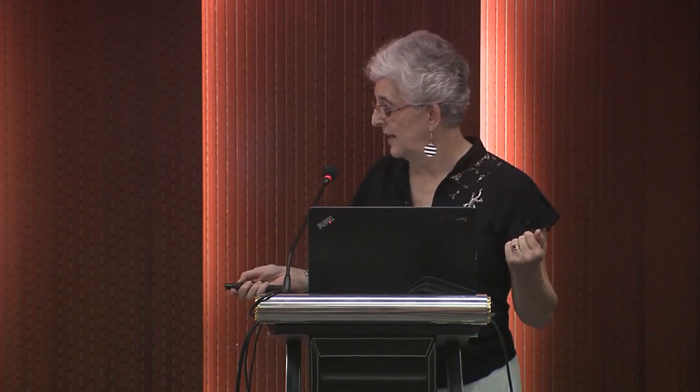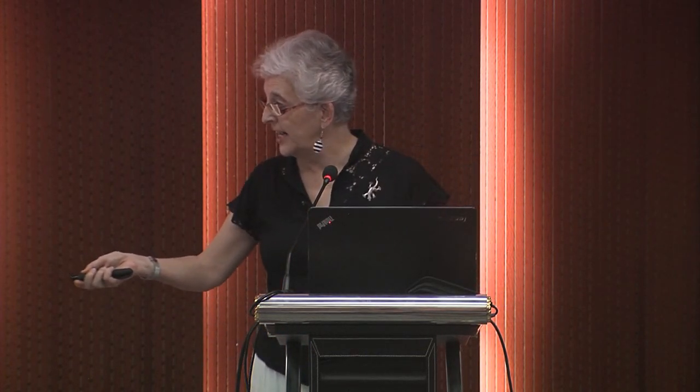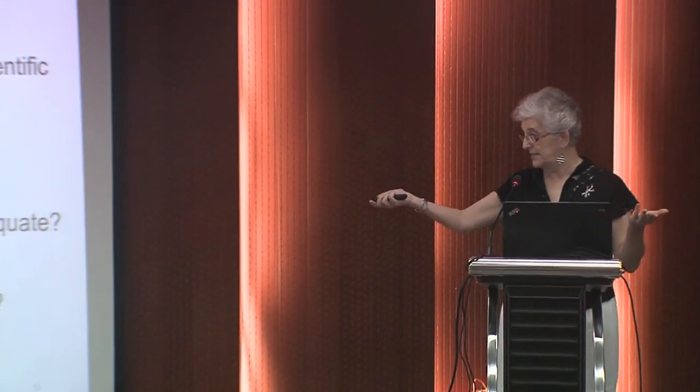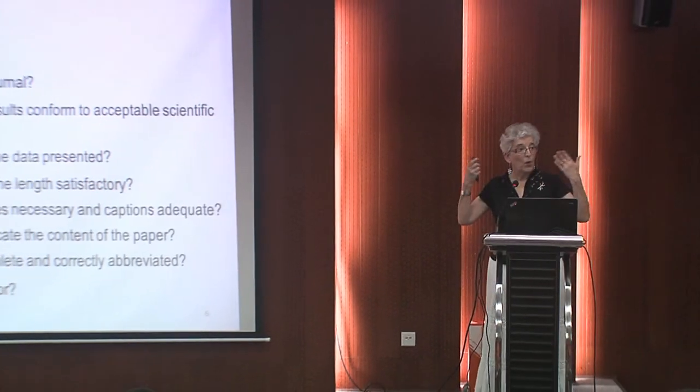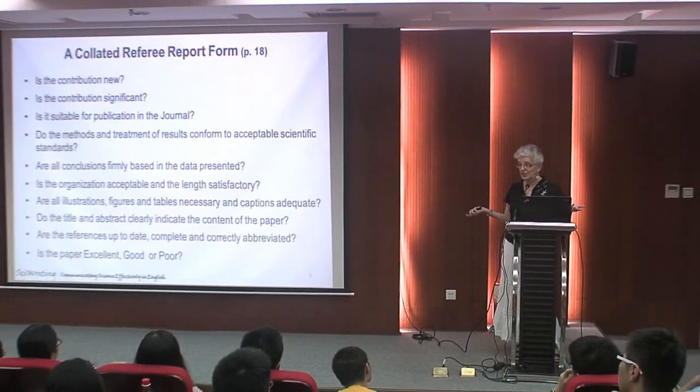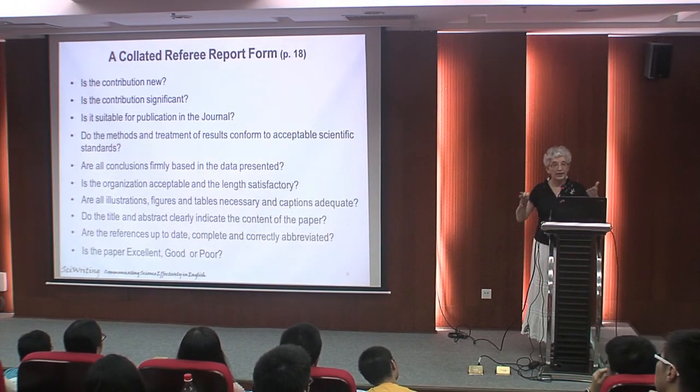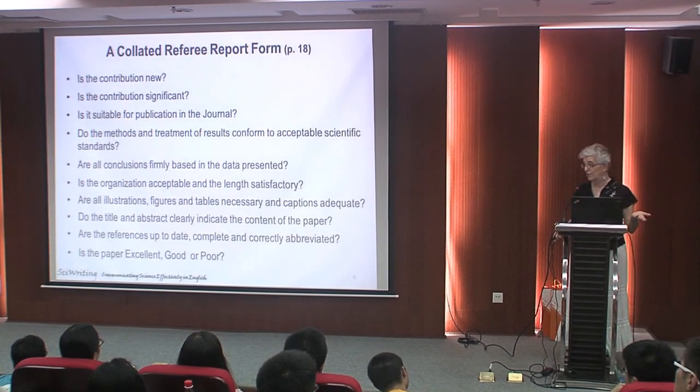Do the title and the abstract indicate the content of the paper accurately? Are the references up to date, complete, and correctly abbreviated? And then finally, a judgment overall of quality, sometimes numerical, sometimes in a word. What is the referee's recommendation? So that is the general list that we have published in the book.